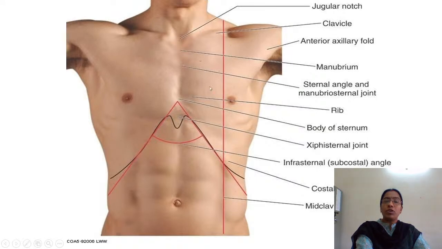For the pectoral region, the surface landmarks include jugular notch, clavicle, sternal angle, sternum, body of the sternum, xiphisternal point, epigastric fossa. There is a line called the midclavicular line. These all form the surface landmarks for the pectoral region. And here you are seeing some folds. This fold is called the anterior axillary fold. This is the posterior axillary fold. This is the medial wall of the axilla.